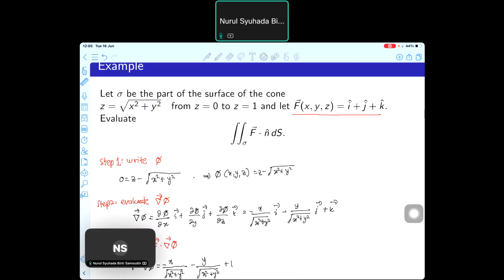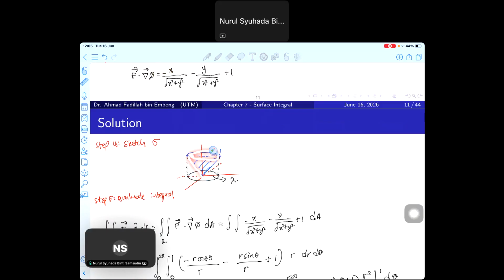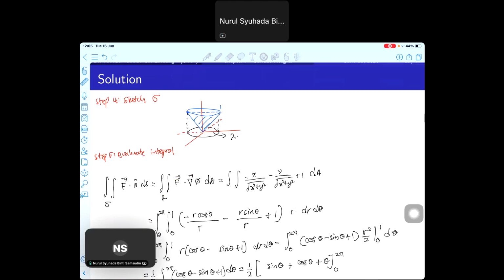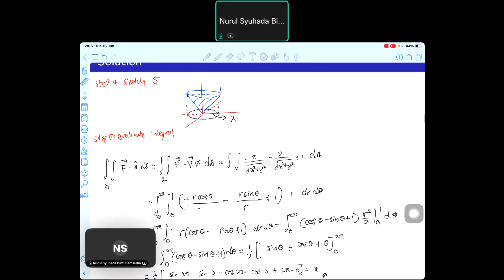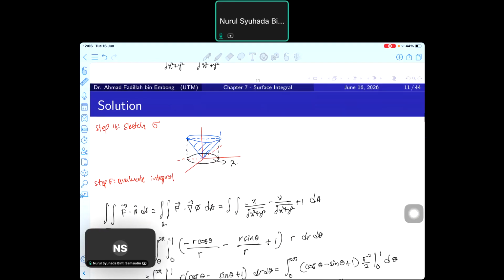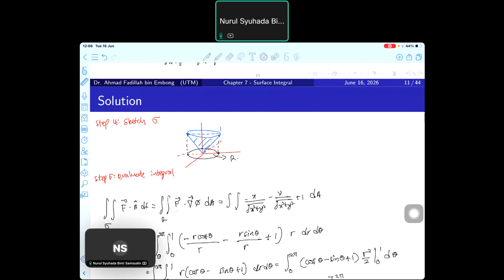So sigma is given here as a cone with the center at the origin, and we want the surface from z equals 0 up until z equals 1. So we just sketch the cone starting from 0 and up until 1. Okay, after sketching this, we understand that it is preferable to project this surface onto the xy plane. So what I'm going to do now is substitute the dot product over here into this formula.